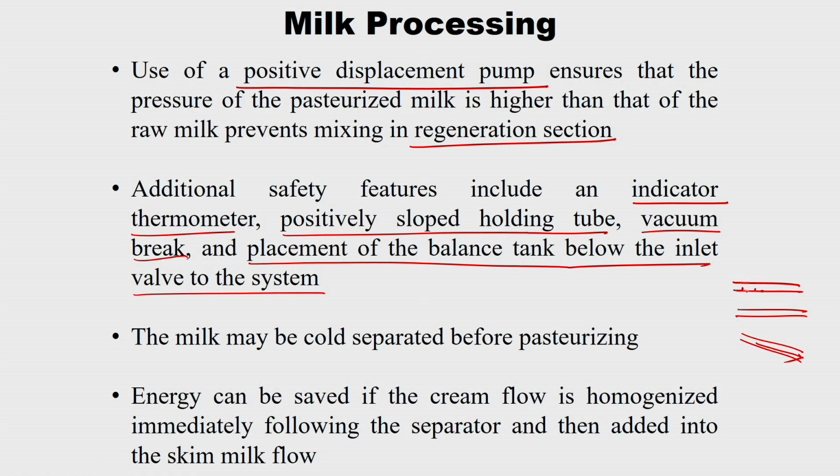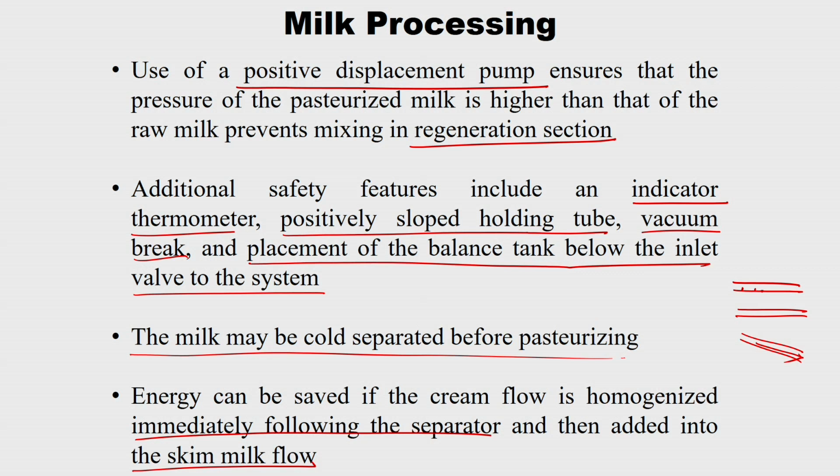So, these all ensure there should not be any recontamination. For example, if some milk packet stays in the holding tube, and when the next batch of pasteurized milk comes, then there may be a temperature difference, right, with this milk chunk and what comes freshly. And also the milk may be cold separated before pasteurizing. So, what we have done, we have separated the skimmed milk from the creamy milk before pasteurizing itself to save the energy. And also energy can be saved if the cream flow is homogenized immediately following the separator and then added into the skim milk flow.